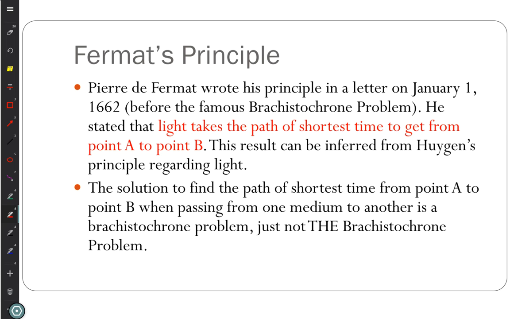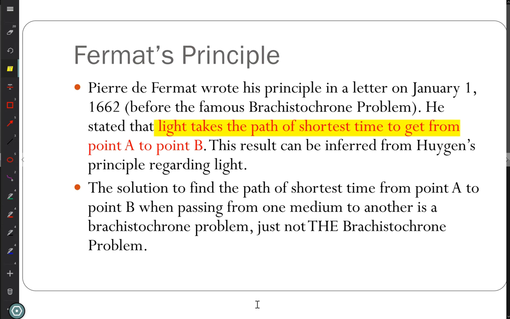So Fermat proposed that light takes, it's underlined here, let me make it now highlighted. Light takes the path of shortest time to go from point A to point B. Now, we saw before that the circular arc that Galileo said was not the shortest time for something acting under the force of gravity alone, it was a cycloid, part of a cycloid was the answer. Now we have Fermat saying that light should take the path of shortest time.